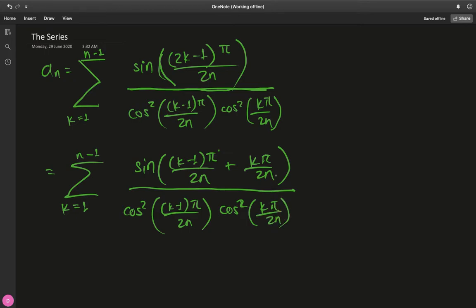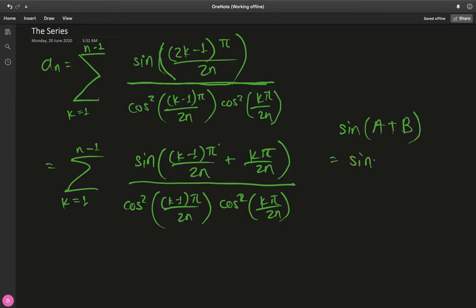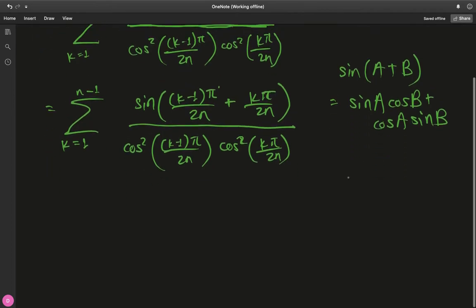And why is this useful? Notice that we are now writing the sine as a sum of one angle and a second angle, and those angles match the angles in the denominator. What's extremely helpful is the identity sine of a plus b, which is sine a cosine b plus cosine a sine b. So we can write this compound angle in the numerator as two different sum expressions.